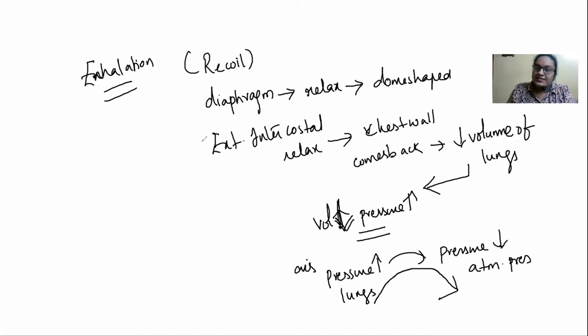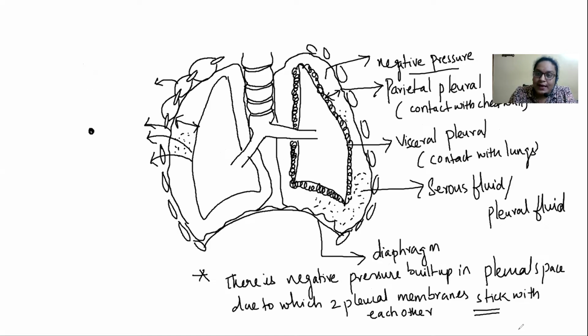So what is happening in the exhalation process is that the diaphragm as well as the external intercostal muscles recoil, without any active participation of the muscles. They just relax and decrease the volume of the lungs, thereby increasing the pressure by which the air rushes out. Okay, this is important for you all to remember. Also remember that your membranes actually have a potential space, but that potential space doesn't exist because of the negative pressure between the pleural membranes, due to which they stick with each other.